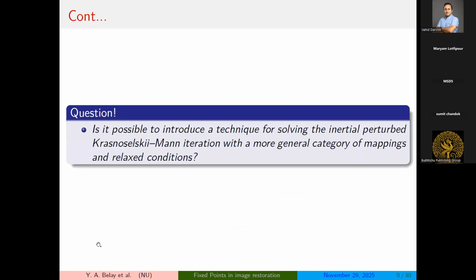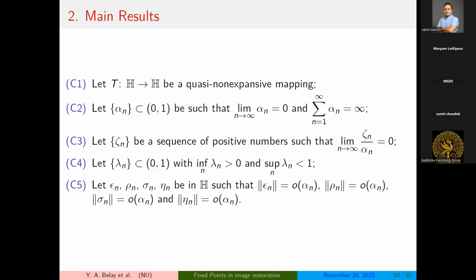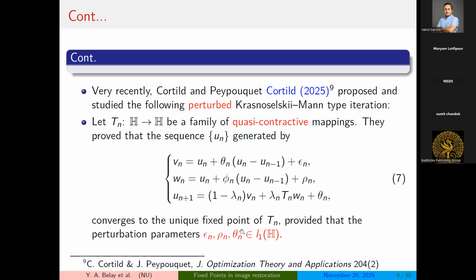So based on these works, we propose to extend the category of mappings to a more general category, and relax the conditions. So what we did was we extended the mapping to quasi non-expansive mappings. Like I said before, they were working on quasi-contractive and non-expansive mappings. So we extended the map to be quasi non-expansive mappings. And here we have some more standard assumptions, C2, C3, C4, and C5. In C5, they are the perturbation parameters, and they don't need to be in L1. So the condition here, C5, relaxes the condition which is imposed in Cortil.